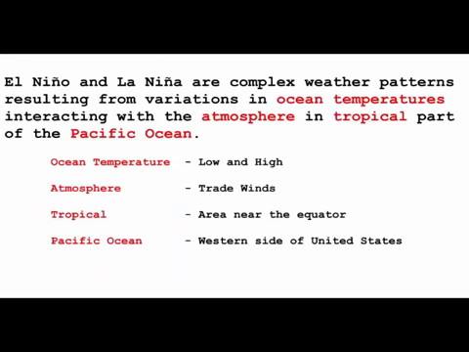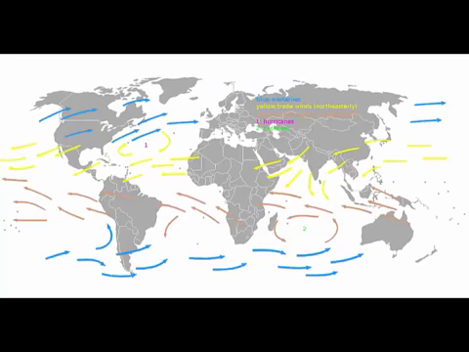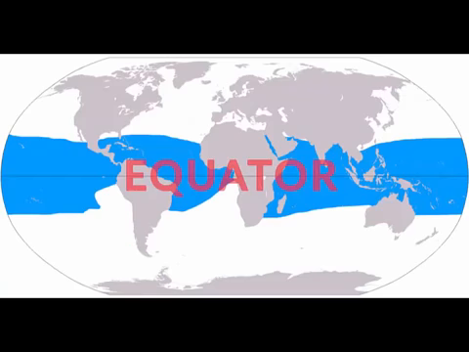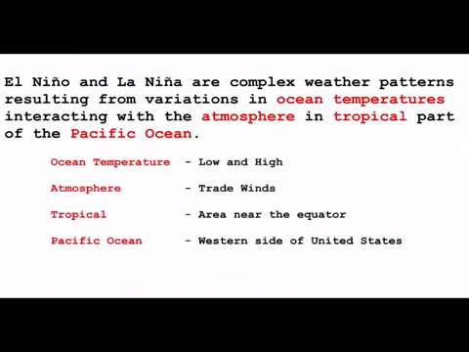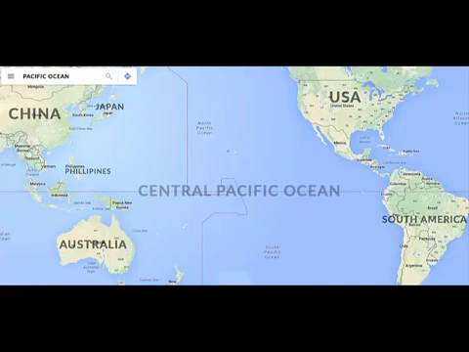El Nino and La Nina are complex weather patterns resulting from variations in ocean temperatures interacting with the atmosphere in tropical part of the Pacific Ocean. Now let's try to understand the important keywords in this long sentence. By ocean temperature we mean low and high. By atmosphere we mean the trade winds. By tropical, we mean the area near the equator, and Pacific Ocean is the western side of the United States. In case you didn't know where the Pacific Ocean is located, let me just show you on the map.